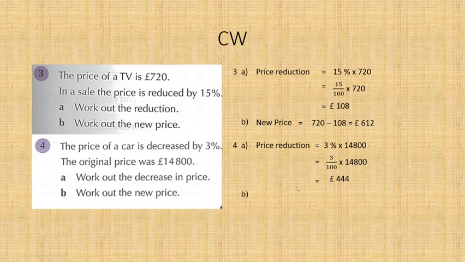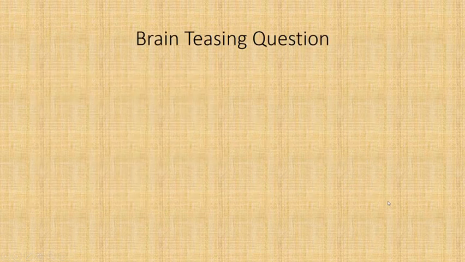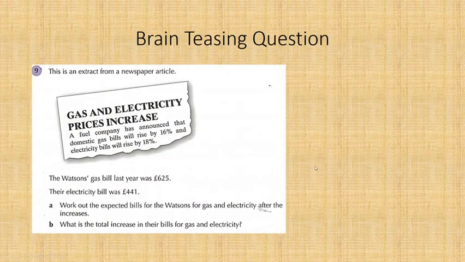I need to know the new price in part B, so I will just subtract this reduction from the original price of the car, which is 14,800 minus 444, which equals 14,356 pounds. Okay, let's go for another brain teasing question. Just pause this video for 10 minutes to solve this question and get back to me again.